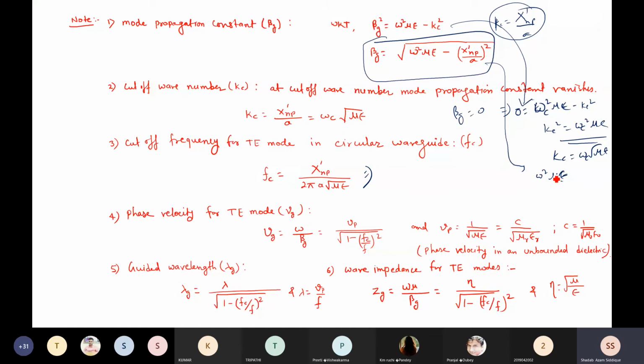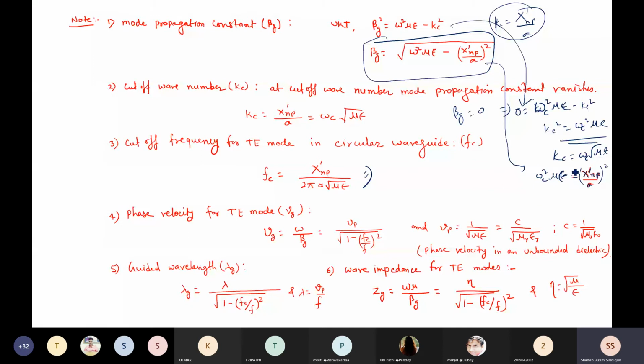Yes, sir. Okay, so we have omega square mu epsilon, and if beta g is equal to 0, we can equate omega square mu epsilon to x'np divided by a. So here we can write x'np divided by a. If beta g is equal to 0, that will be the cutoff frequency, omega c, or kc is equal to x'np upon a. You should take the square.